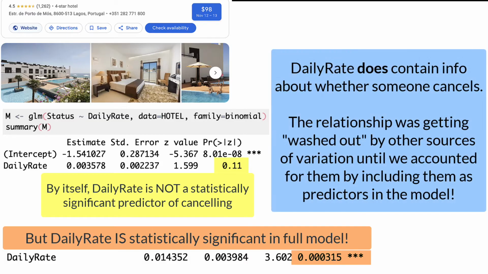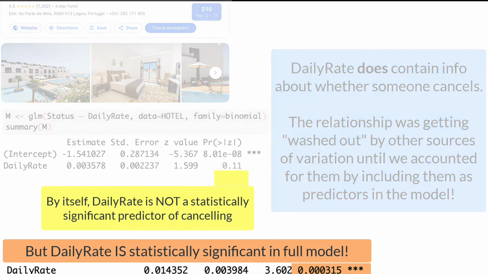So the relationship in the simple logistic regression must have been just getting washed out by the variation in the probabilities due to other factors. But once we account for them, the daily rate does have something to say about the cancellation rate of bookings.